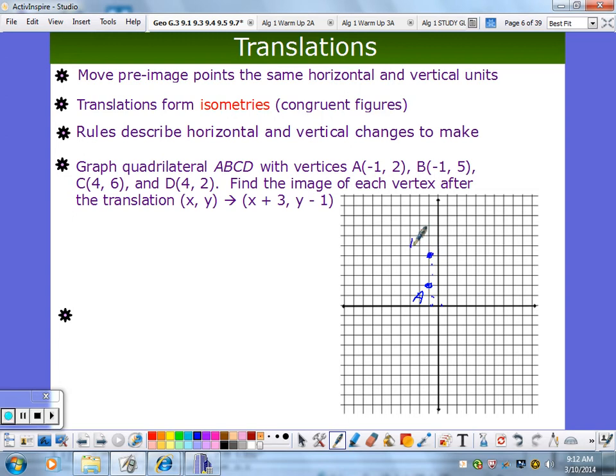Okay, then we're going to put C on this plane. Everybody doing it? I see a few people write it down. Everybody should be putting this in their notes. Okay, C is (4, 6). 1, 2, 3, 4, 1, 2, 3, 4, 5. And D is (4, 2). 1, 2, 3, 4, 5. And it's a quadrilateral, so we're going to take a quadrilateral.